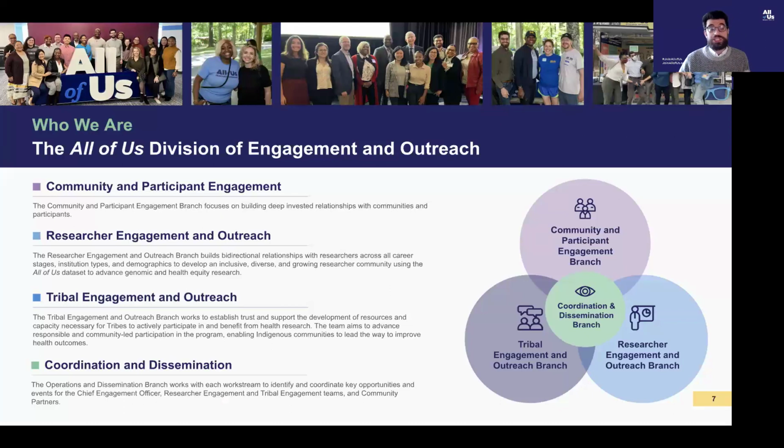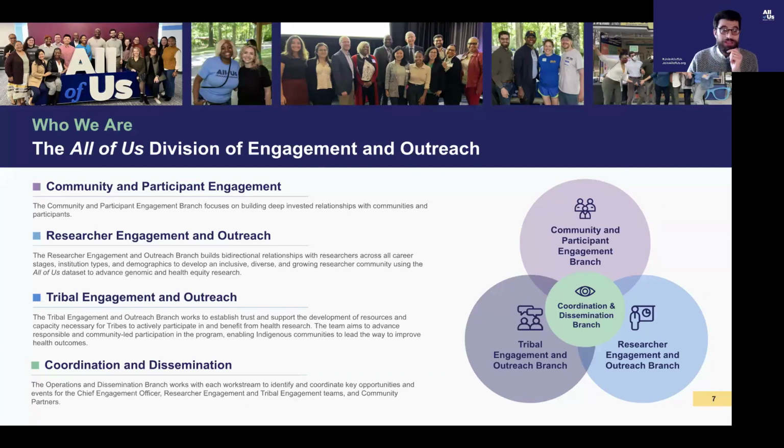So the Division of Engagement and Outreach is organized into 4 branches, and these are focused around participant and community engagement, tribal engagement, operations and dissemination, and finally, researcher engagement. And while the focus for each of these branches is different, the foundational approaches for each of them is the same. And each branch works within an All of Us engagement ecosystem.